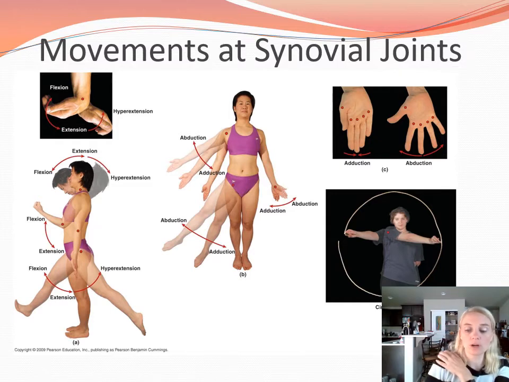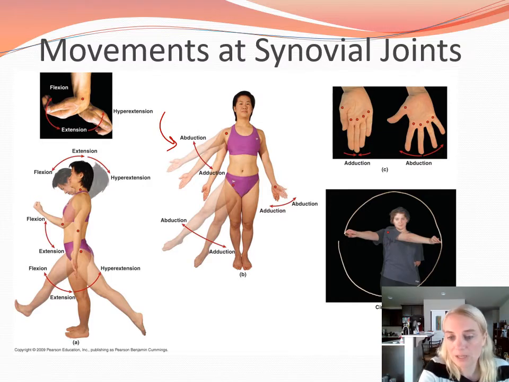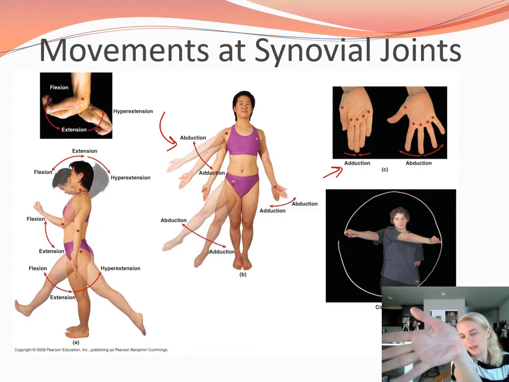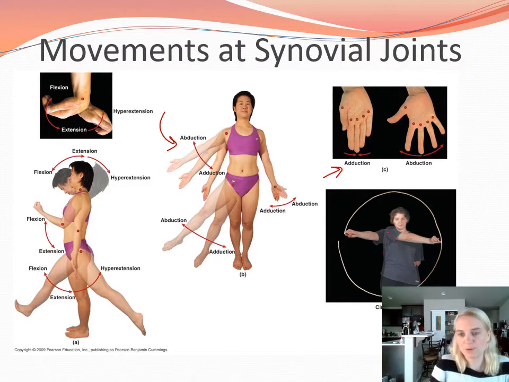So at my shoulder, abduction is moving it away in that coronal or frontal plane. Adduction is adding it back towards my anatomical position. So you can see that in the picture right here. Abduction, adduction. And then they're showing in the hands here in anatomical position. Abduction moving away and adduction moving everybody back together.